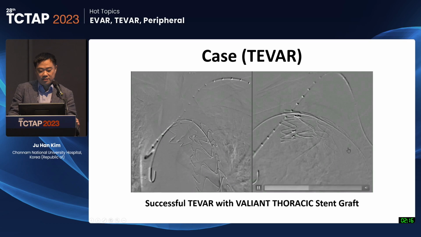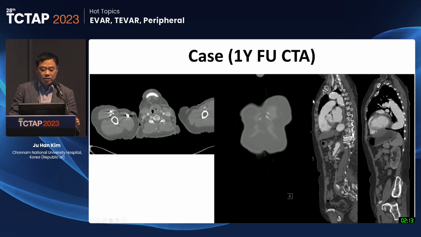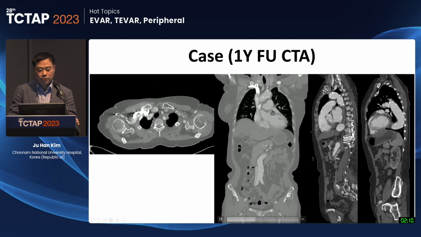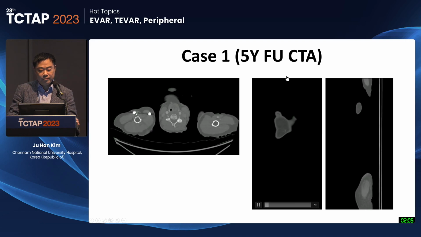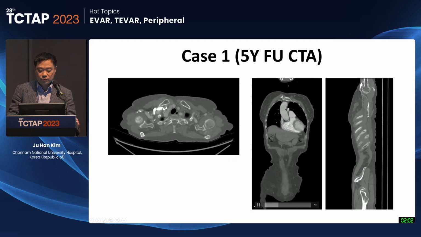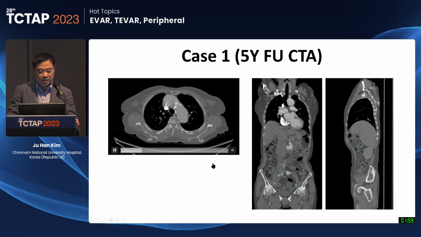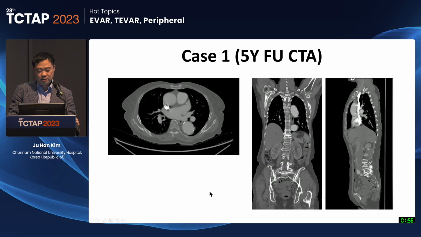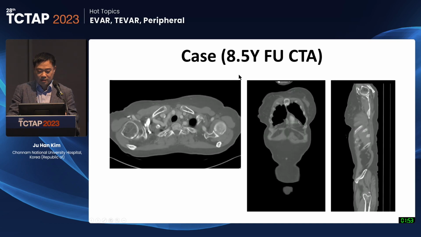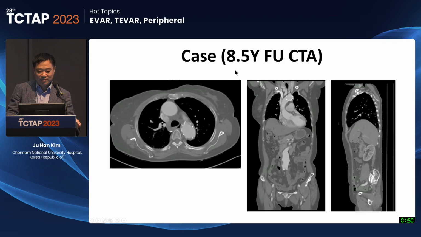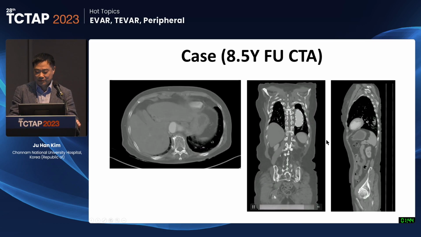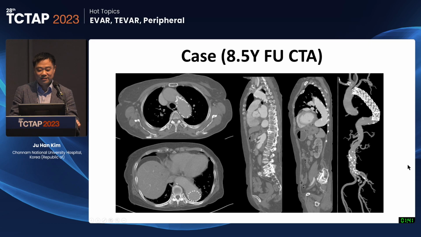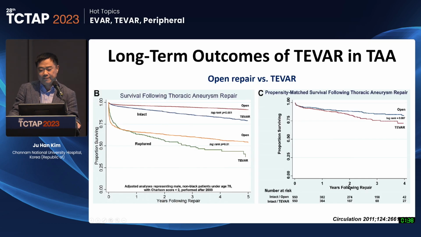And first the result is good, and then at 1 year CT follow-up, there is no endoleak and no sign. At 5 years, this is a good result with no endoleak and no sign. And at the last follow-up, 8 years, the CT shows no endoleak and no sign. It's a good result.